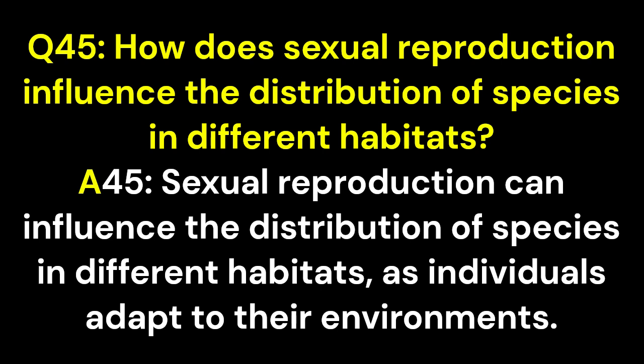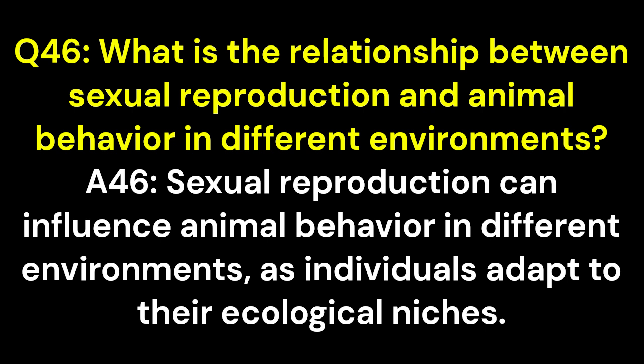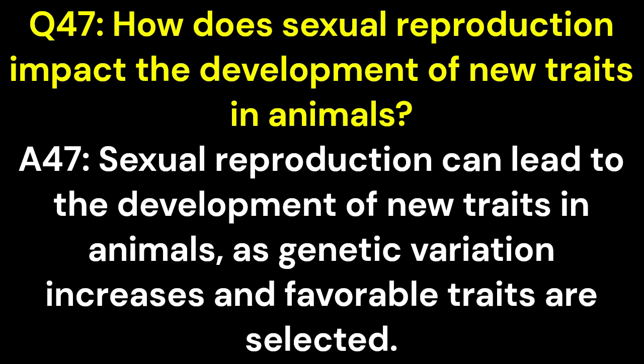Q45. How does sexual reproduction influence the distribution of species in different habitats? A45. Sexual reproduction can influence the distribution of species in different habitats as individuals adapt to their environments. Q46. What is the relationship between sexual reproduction and animal behavior in different environments? A46. Sexual reproduction can influence animal behavior in different environments as individuals adapt to their ecological niches.